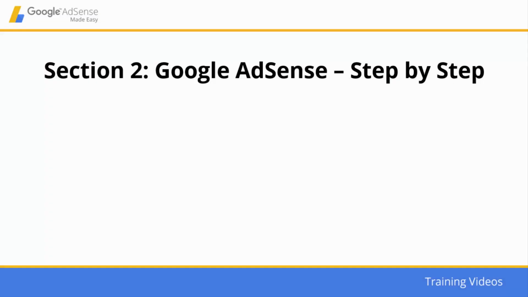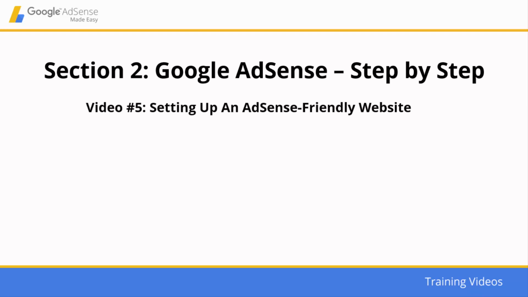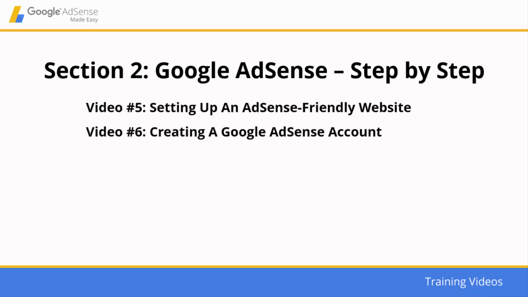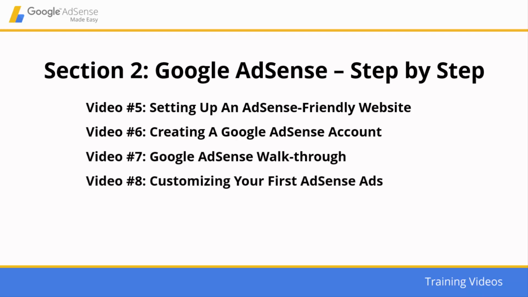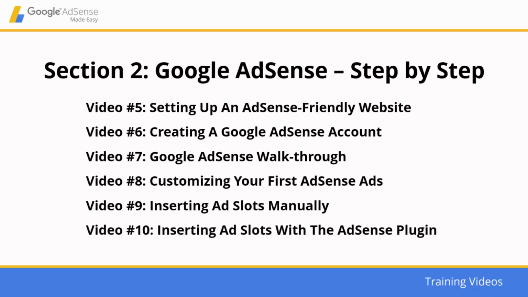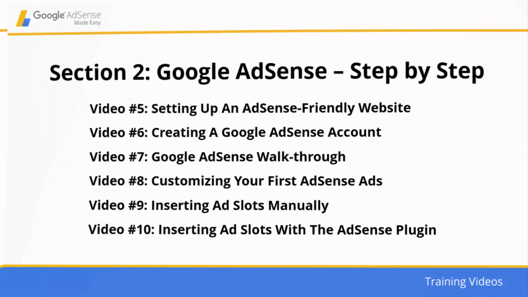Hey there, everyone, and welcome to Section 2 of our Google AdSense video training series, the step-by-step section, where we are going to show you how to get started with AdSense hassle-free the right way. Contents in this section include setting up an AdSense-friendly website, creating a Google AdSense account, Google AdSense walkthrough, customizing your first AdSense ads, inserting ad slots manually, and inserting ad slots with the AdSense plugin. So let's get started with the very first step, having an actual website that you can monetize with AdSense.